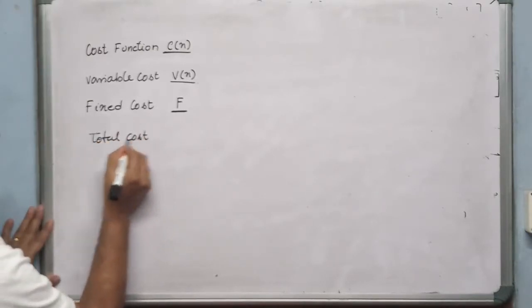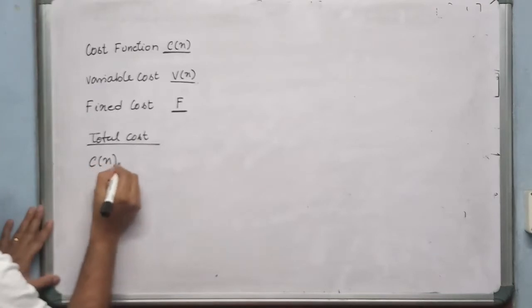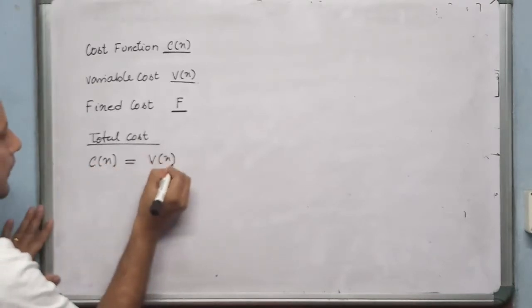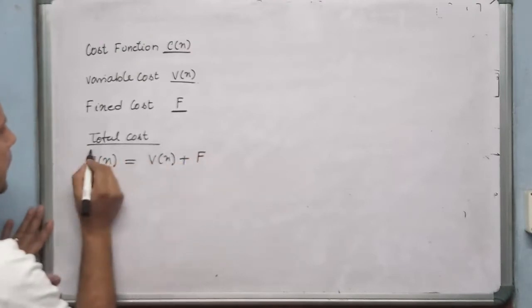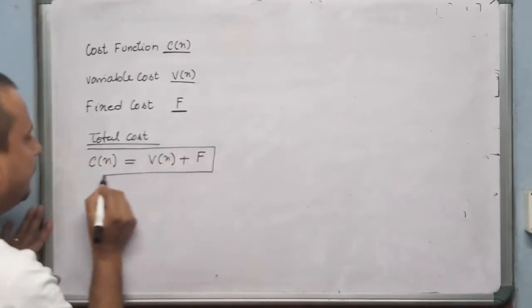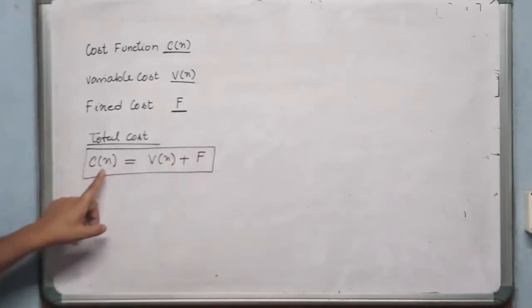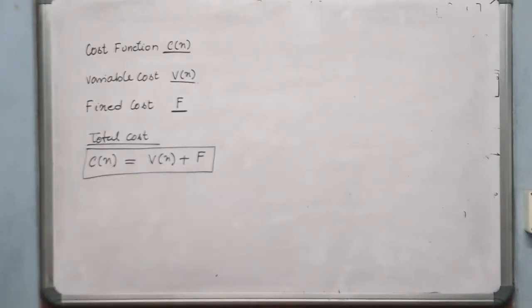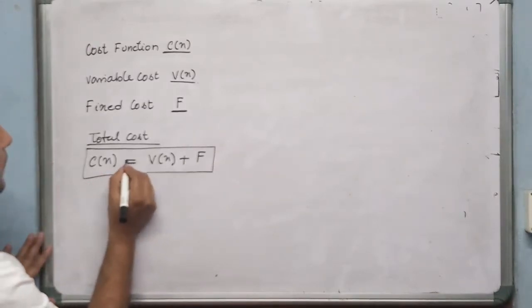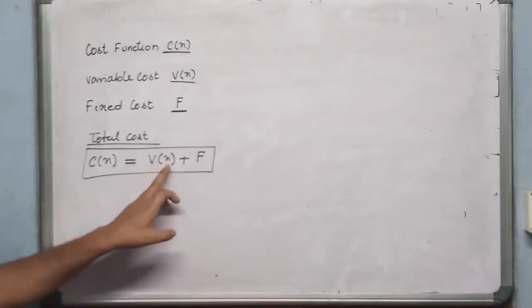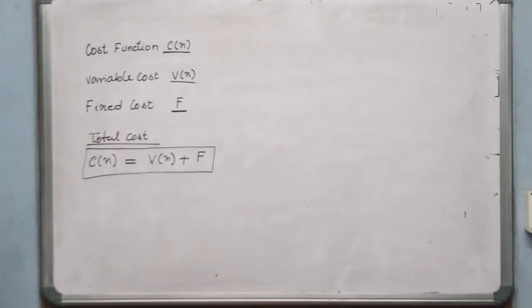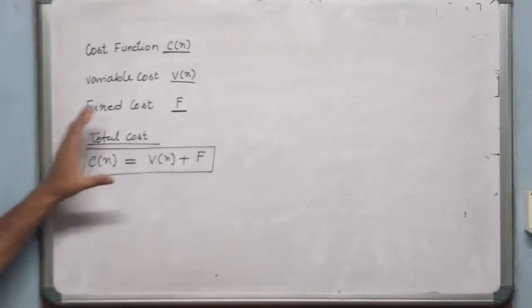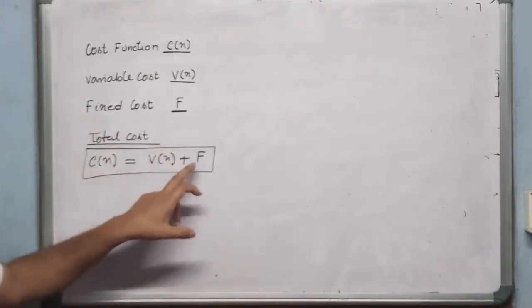The total cost is given by C(x) equals variable cost plus fixed cost. To calculate the cost function, this is the formula: cost function equals variable cost plus fixed cost. Now what is cost? It means the total expenses or the total expenditure of the commodity. And in this case, what is x? x is the number of units of commodities. The total cost of the product is given by the variable cost plus fixed cost.